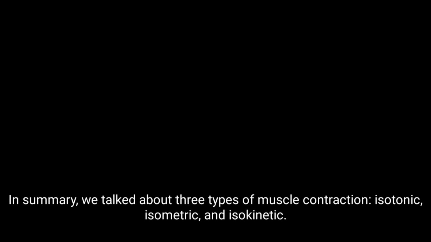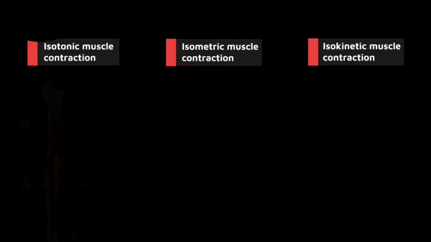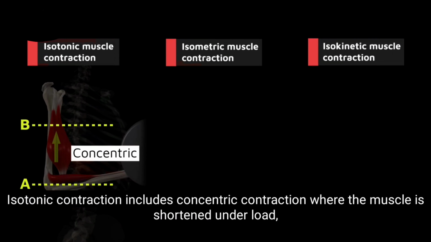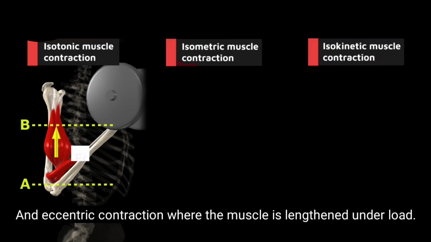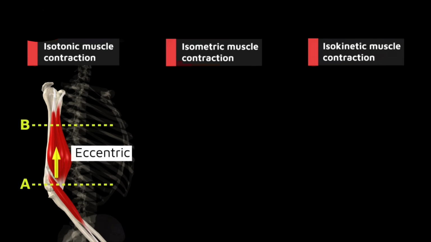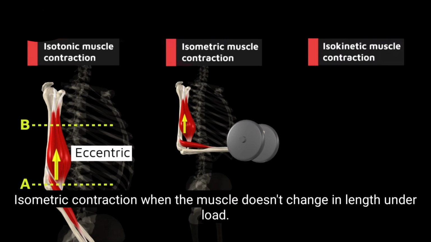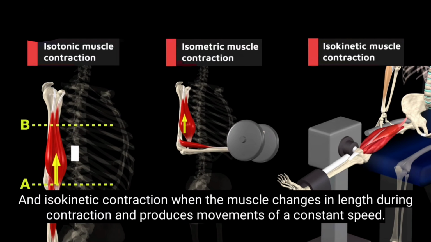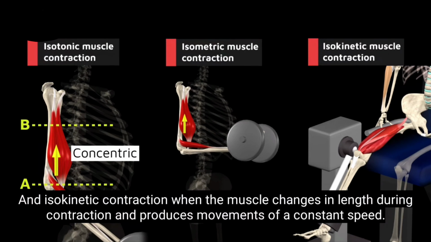In summary, we talked about three types of muscle contraction: isotonic, isometric, and isokinetic. Isotonic contraction includes concentric contraction, where the muscle is shortened under load, and eccentric contraction, where the muscle is lengthened under load. Isometric contraction, when the muscle doesn't change in length under load. And isokinetic contraction, when the muscle changes in length during contraction and produces movements of a constant speed.